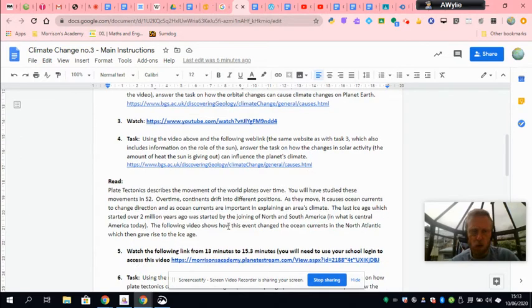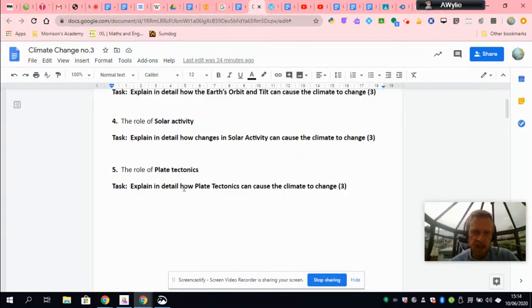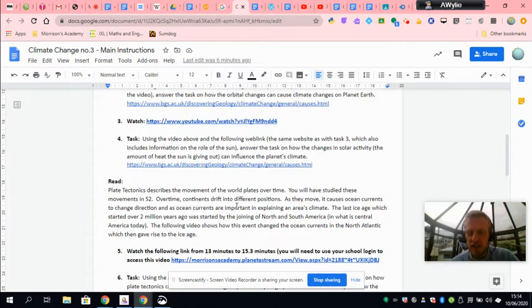Okay, assuming you've paused, let's have a little look at the third task. Now, this one's a little bit more complex. You're using it to answer this question, which is explain in detail how plate tectonics can cause climate change. Now, you've actually done a little bit on plate tectonics already with volcanic activity, because volcanoes are caused by plate tectonics. But in this case, we're not thinking about volcanoes and earthquakes and that kind of plate tectonics. We're actually thinking about continental drift, which you studied in S2.